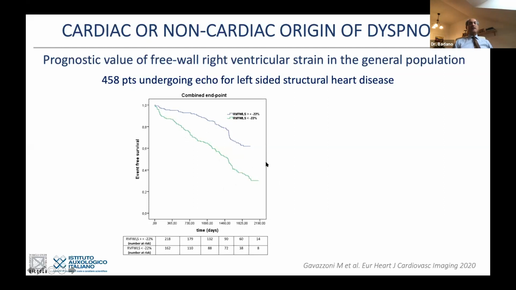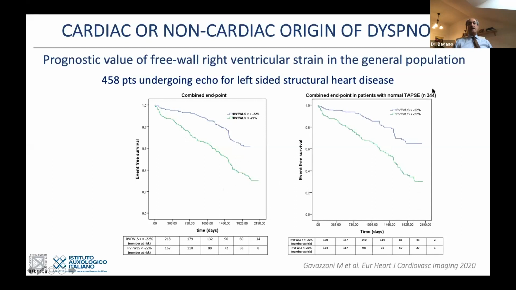And even more interesting is the fact that also if you take the patients with the normal TAPSE, so TAPSE more than 20 millimeters, still in those patients the presence of a reduced strain has a strong prognostic indication. So it seems to have an added value compared to conventional TAPSE.